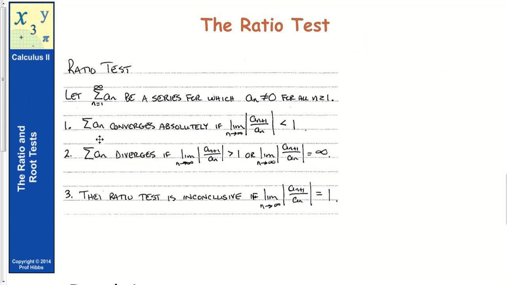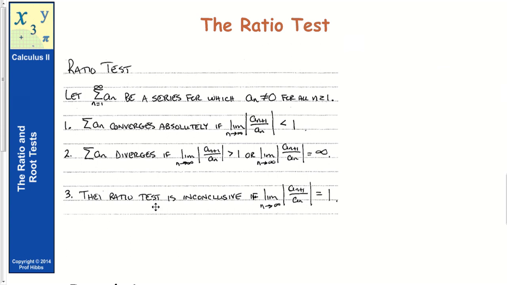We can determine that the series converges absolutely, which we'll discuss in a moment, if the limit of the absolute value of the ratio of the n plus first term divided by the nth term is less than 1. And the series diverges if the limit of the absolute value of the ratio of a sub n plus 1 over a sub n is greater than 1 or infinite. Otherwise, the ratio test is inconclusive.